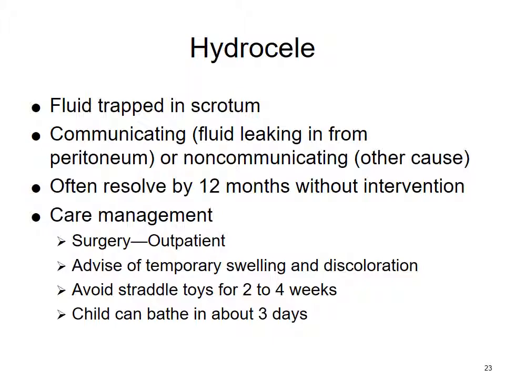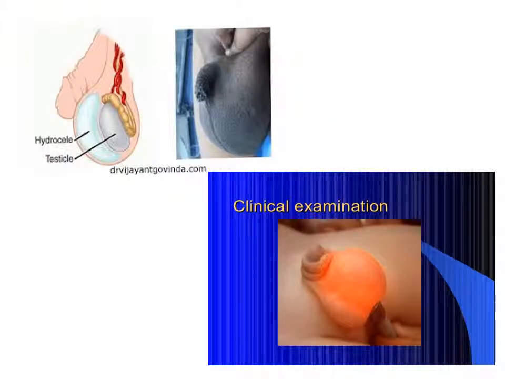After the surgery, there will be temporary swelling and discoloration. The child should be instructed to avoid straddle toys, such as rocking horses or bikes, for 2 to 4 weeks, and the child will be allowed to bathe in about 3 days. Here we have an illustration of hydrocele for you.